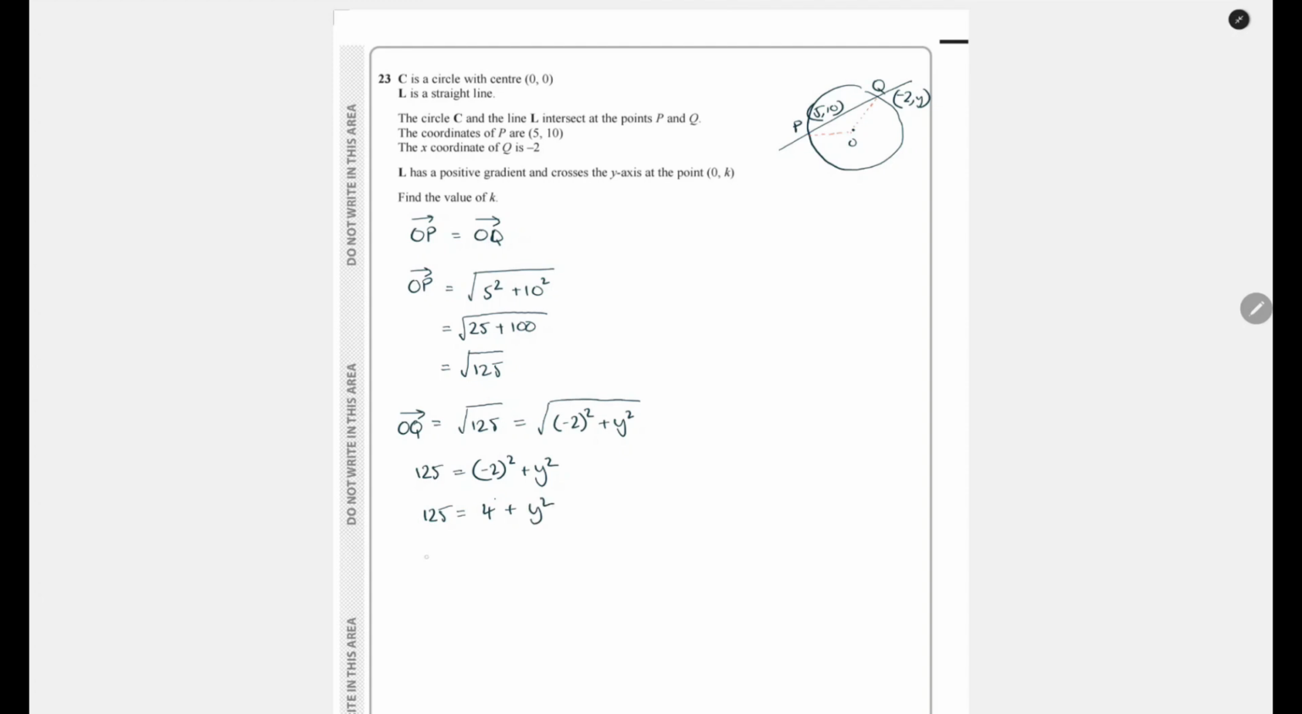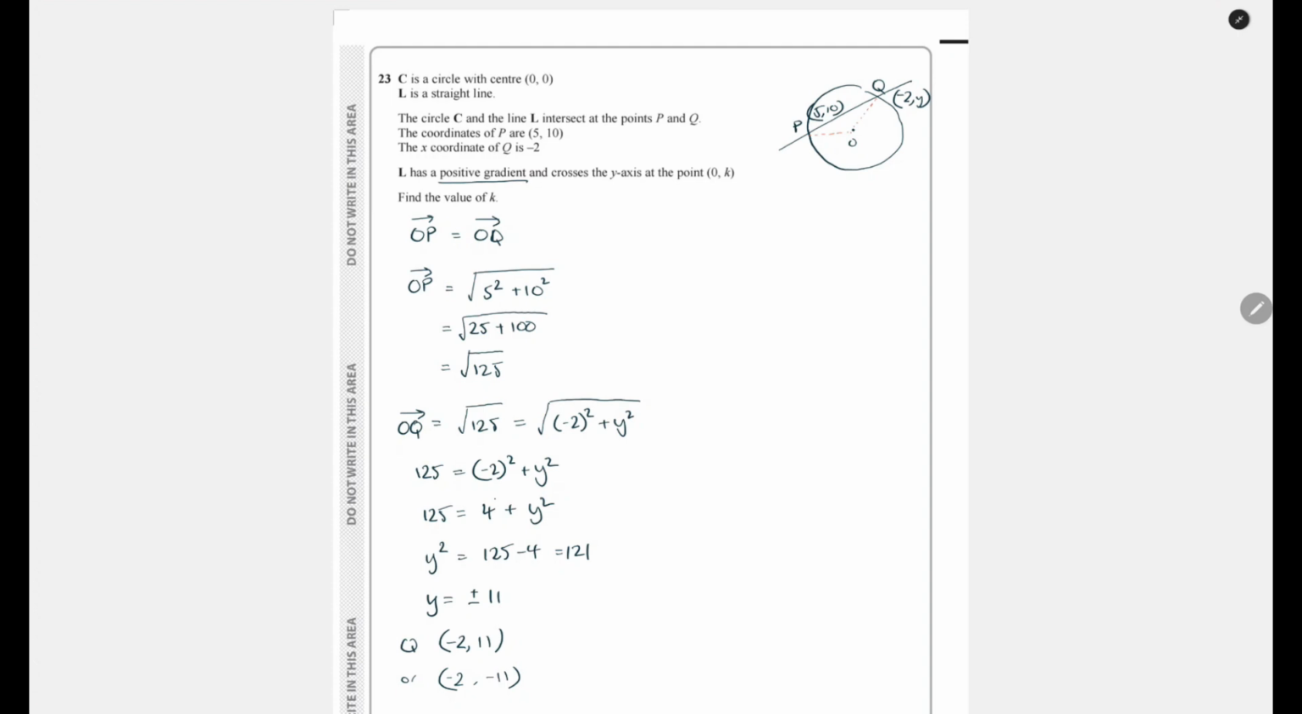If I rearrange to make y squared the subject, I have y squared is equal to 125 minus 4, which is equal to 121. And if I square root both sides, I have y is equal to plus or minus 11. Now, it's really important that we have the plus or minus here because we need to figure out the one that gives us a positive gradient. So Q can either be -2 with a positive 11, or it can be -2 with a negative 11. Whichever gives us a positive gradient is the coordinate that we want.